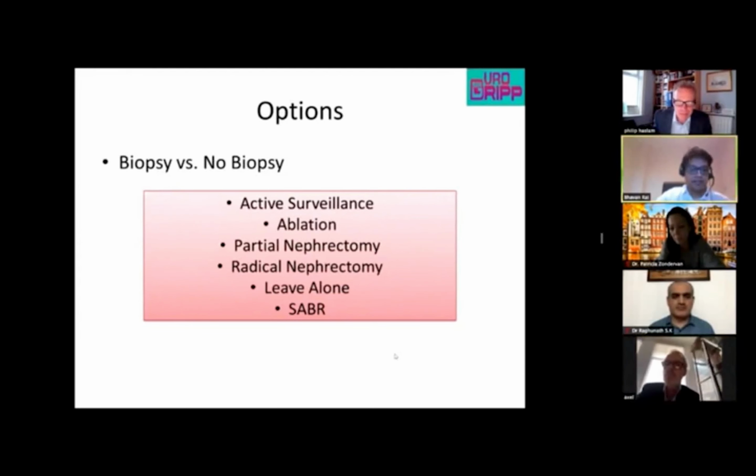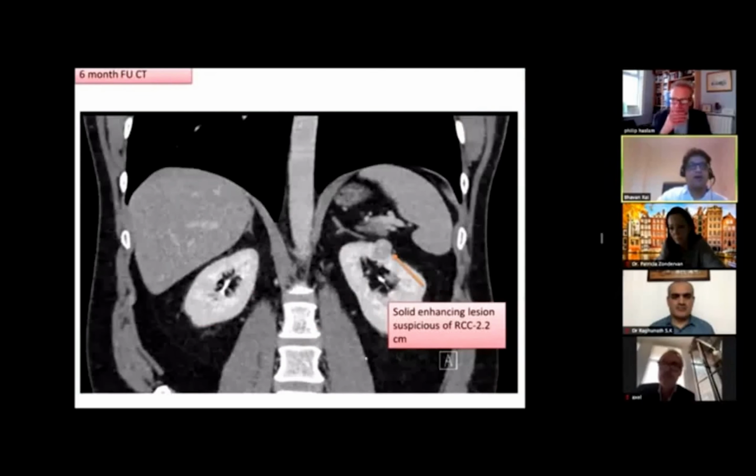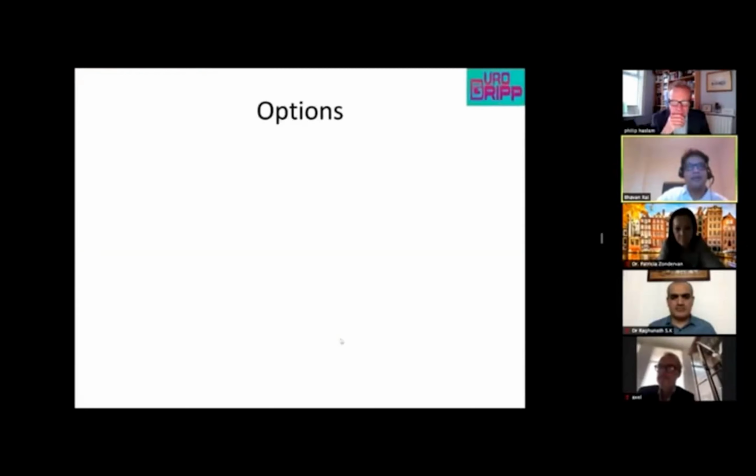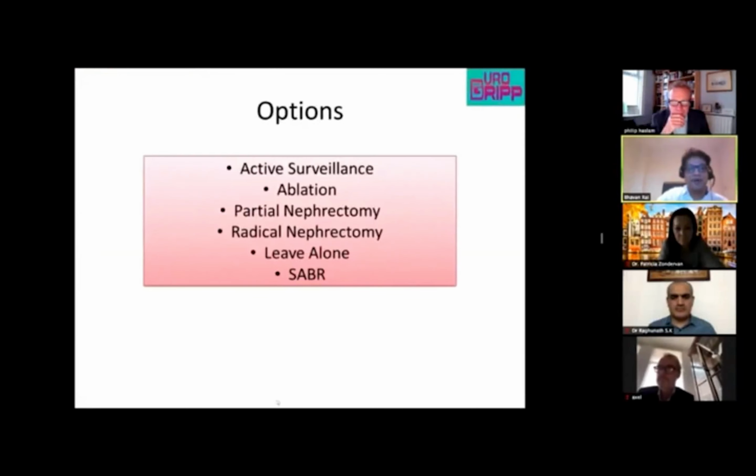Excellent. That's exactly what we did. We did monitor this patient and we organized a CT scan in 6 months' time. This is the same lesion in a coronal view. It's now increased to 2.2 centimeters. Same options again. What would you do in this situation?